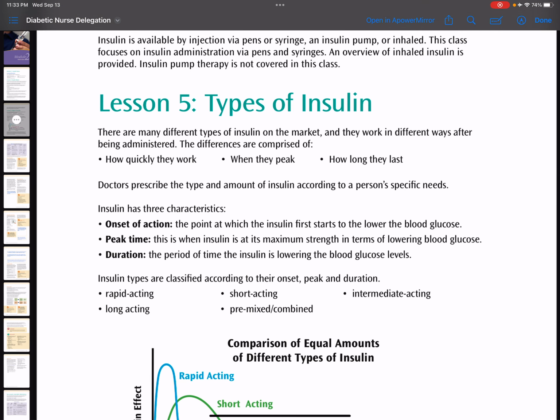Insulin has 3 characteristics: onset, peak time, and duration. Onset is the point at which the insulin first starts to lower blood glucose. Peak is when the insulin is at the maximum strength in terms of lowering blood glucose. And duration is the period of time the insulin is lowering the blood glucose levels.